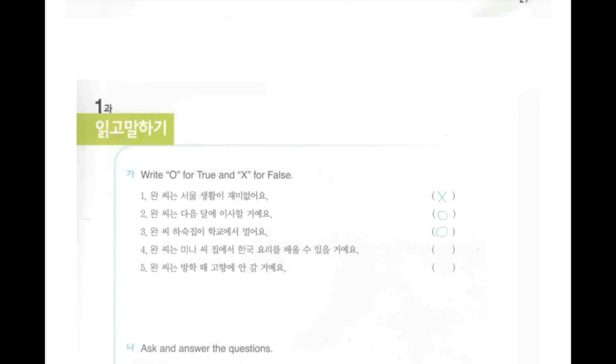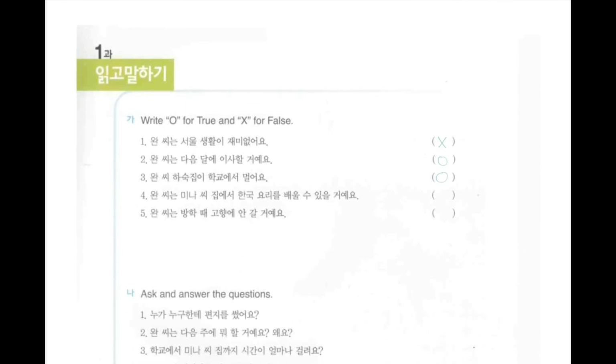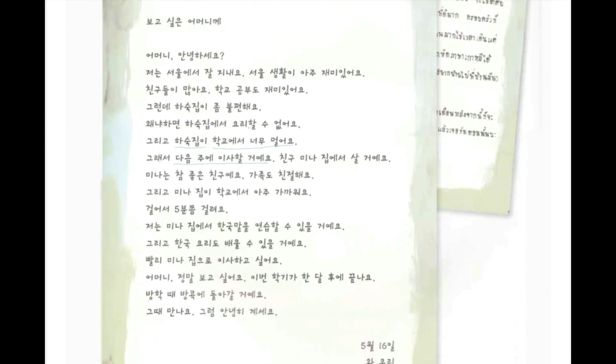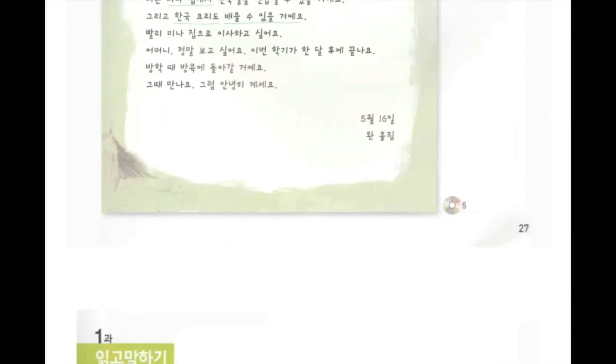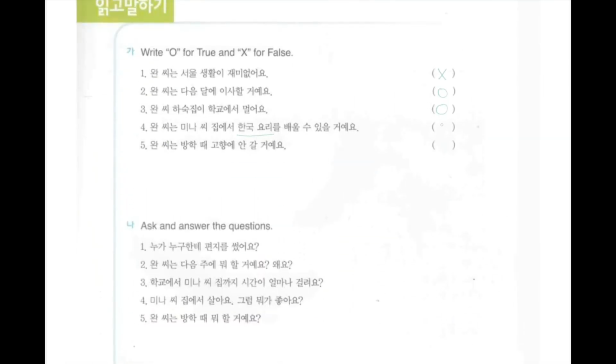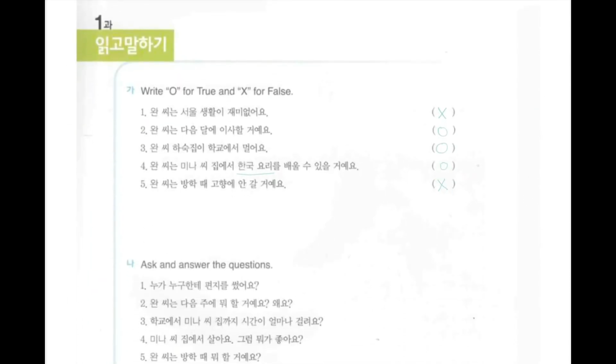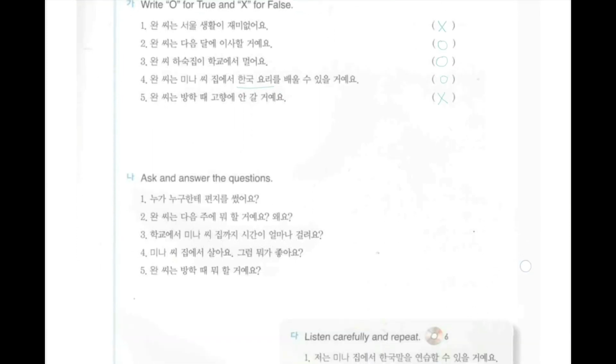Number four. 완 씨는 미나 씨 집에서 한국 요리를 배울 수 있을 거예요. Was it true? Possibly because it says 한국 요리도 배울 수 있을 거예요. Where? 미나 씨 집에서. It was a context, wasn't it? So, this is true. 자, 완 씨는 방학 때 고향에 안 갈 거예요. Was it true? 자, he says 방학 때 방콕에 돌아갈 거예요. So, this is not true. Very good.